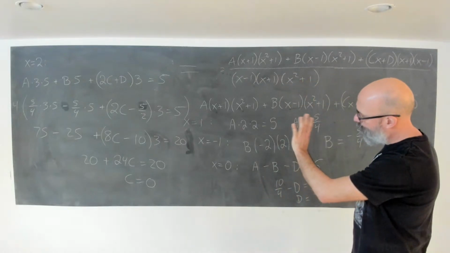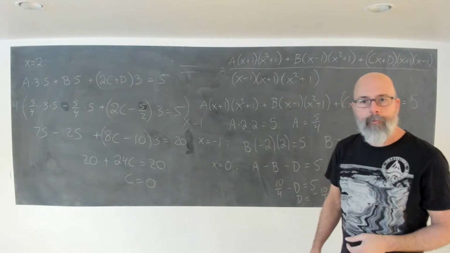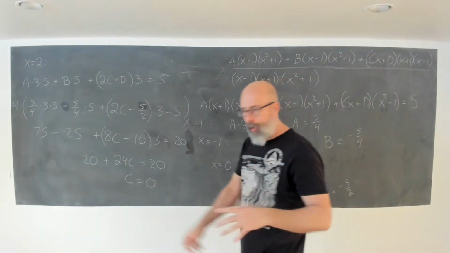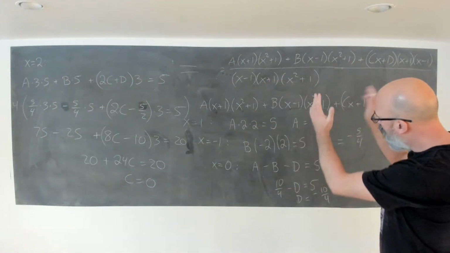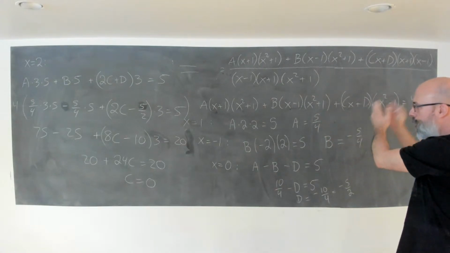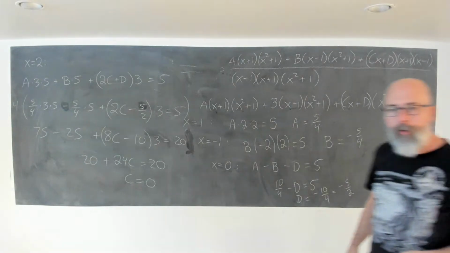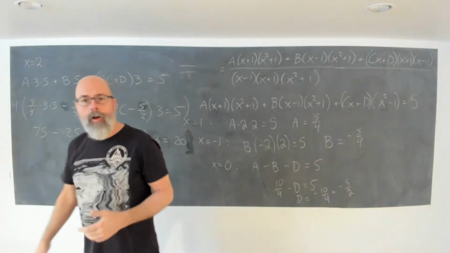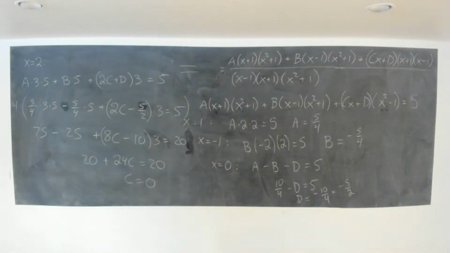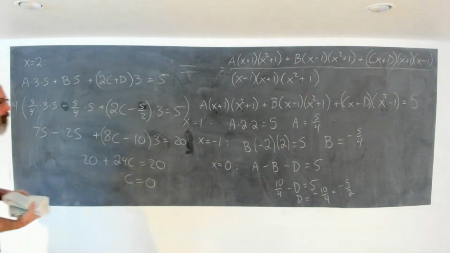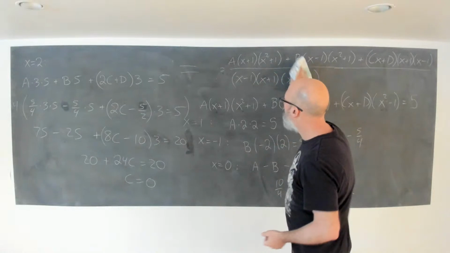Look, if you're not a fan of this choosing x values, do it the other way. Multiply this out, group the coefficients of x cubed, group the coefficients of x squared, group the coefficients of x, group the constants, and just equate like we did before. All I'm suggesting is that this is a different approach that may sometimes be faster. Not always, but sometimes.